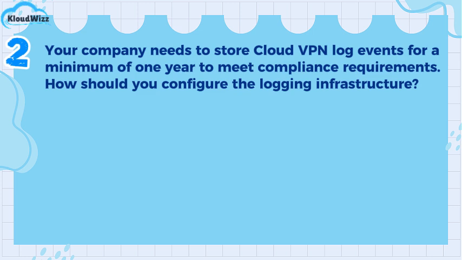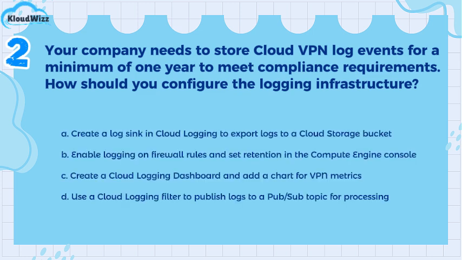The choices are A. Create a log sink in Cloud Logging to export logs to Cloud Storage Bucket. B. Enable logging on firewall rules and set retention in the Compute Engine console. C. Create a Cloud Logging dashboard and add a chart for VPN metrics. D. Use a Cloud Logging filter to publish logs to a Pub/Sub topic for processing.